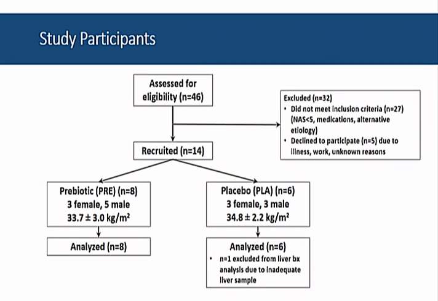We assessed 46 patients, and 27 weren't eligible for the study, didn't meet inclusion criteria, and a few declined to participate. So altogether, we recruited 14. We had 8 in the prebiotic group and 6 in the placebo group. You can see 3 females and 5 males in the prebiotic group, 3 females in the placebo group, an equal ratio, and the average BMI was around 34. Unfortunately, for one of the liver biopsies in the placebo group, there wasn't enough sample to do histology, so we lost that one.